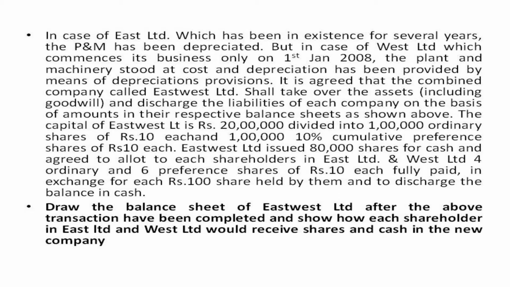East West Limited issued 80,000 shares for cash and agreed to allot to each shareholder in East Limited and West Limited 4 ordinary and 6 preference shares of 10 rupees each, fully paid, in exchange for each 100 shares held by them, and to discharge the balance in cash. Draw the balance sheet of East West Limited after the above transactions have been completed, and show how each shareholder in East Limited and West Limited would receive shares and cash in the new company. So this is the data they have given in the problem.